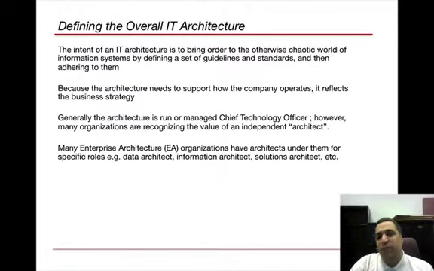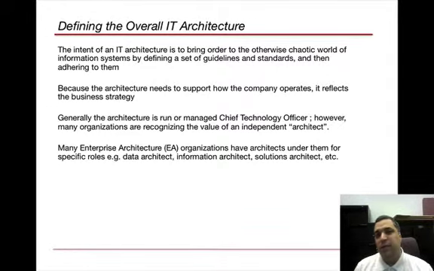When we define the overall IT architecture, the intent is to bring order to an otherwise chaotic world of information systems by defining a set of guidelines. If we just allowed every IT person to go out and make the decision that they wanted to, you'd have a mess, and I would suspect that many IT departments are exactly like that.